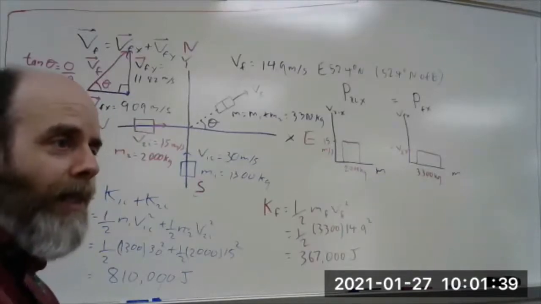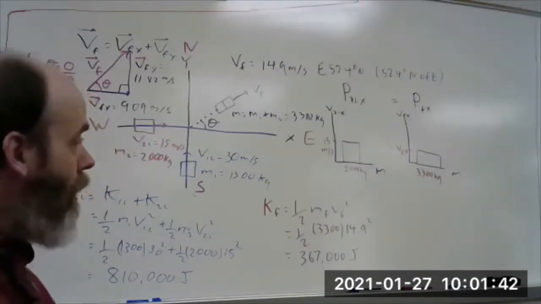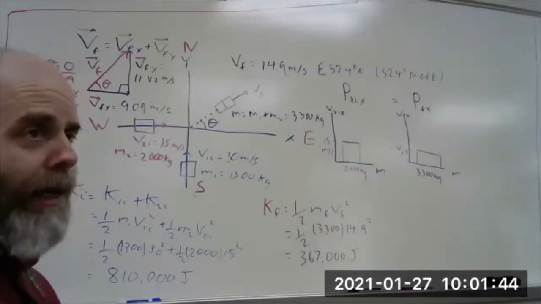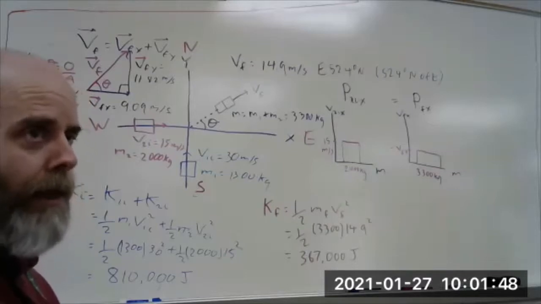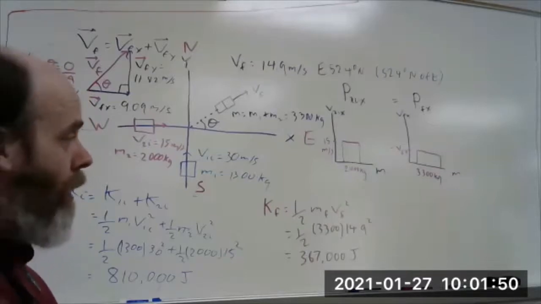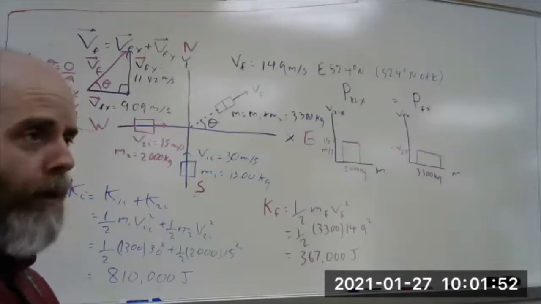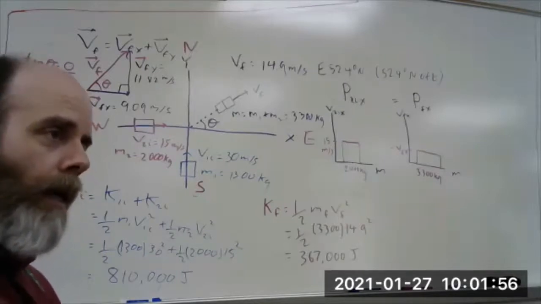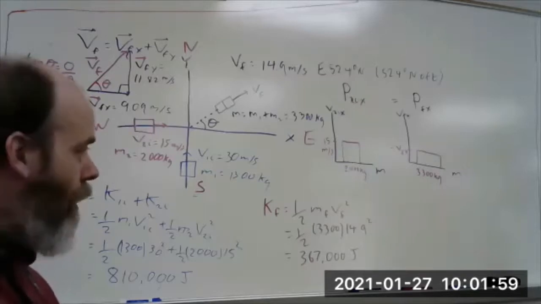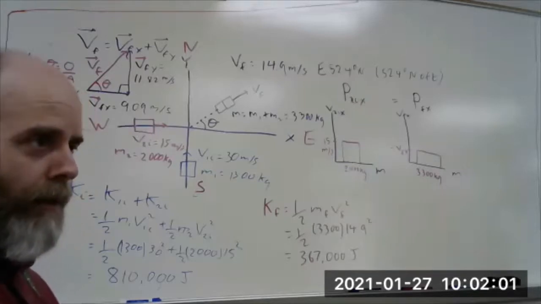So what type of collision is this? This is an inelastic collision. And we could say it's a completely inelastic collision because the two objects stuck together when they collided. So that's completely inelastic, and the maximum amount of energy was lost.